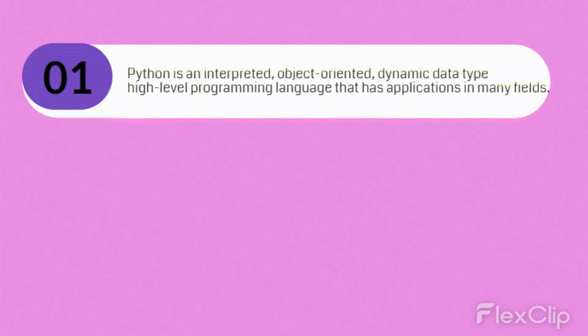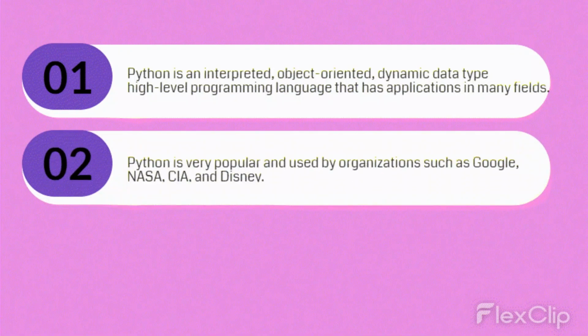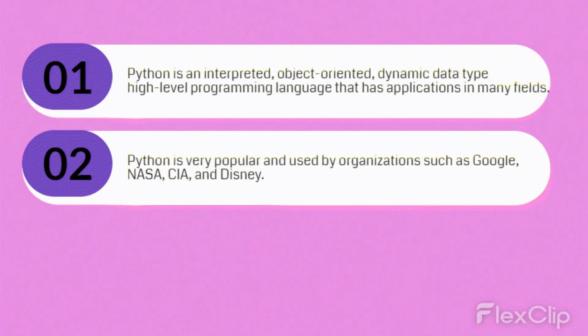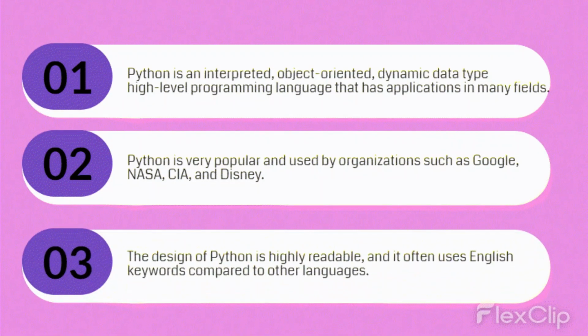Firstly, Python is an interpreted and dynamic data type high-level programming language that has applications in fields of web programming, scripting, and artificial intelligence. Secondly, Python is very popular and used by organizations such as Google, NASA, CIA, and Disney. Thirdly, the design of Python is highly readable, and it often uses English keywords compared to other languages. It has a more distinctive syntax structure than other languages.